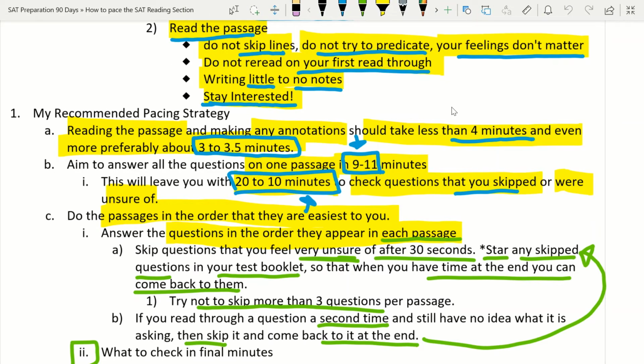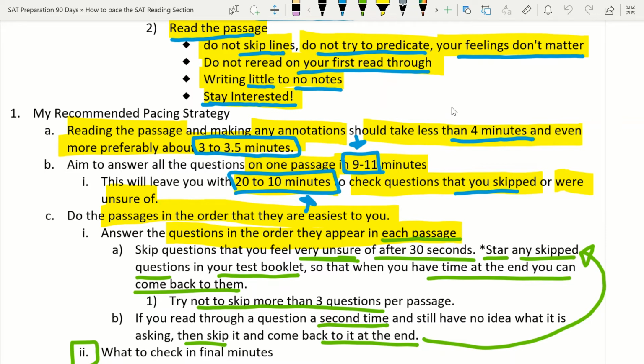For today's reading practice, you'll be going through a quick refresher for about 3 to 5 minutes on how to pace the SAT reading section, in particular, one passage. And then after that refresher, you'll be taking the second passage from SAT Practice Test 4 as a simulated real test-taking scenario.